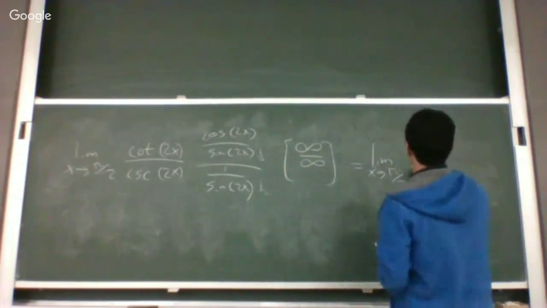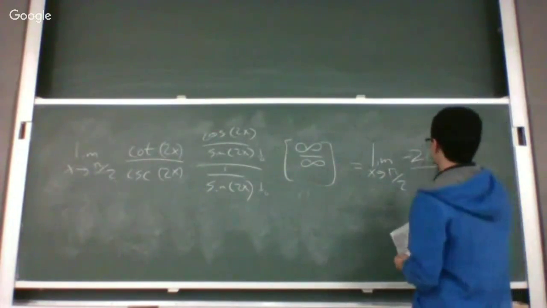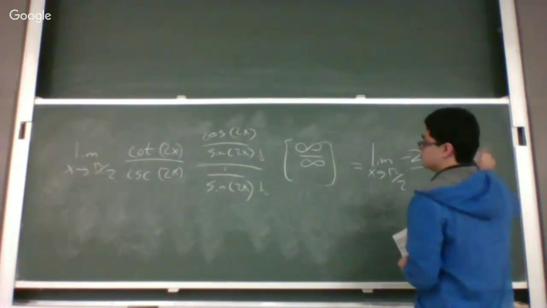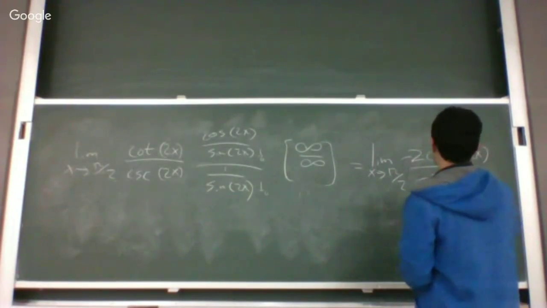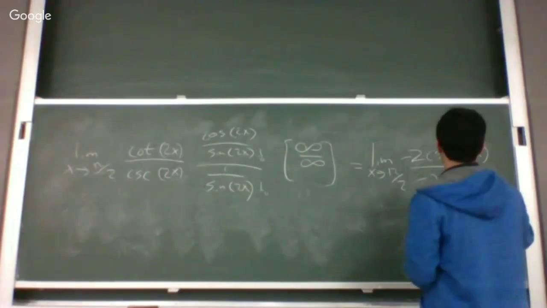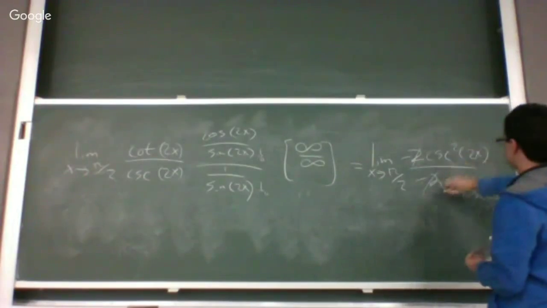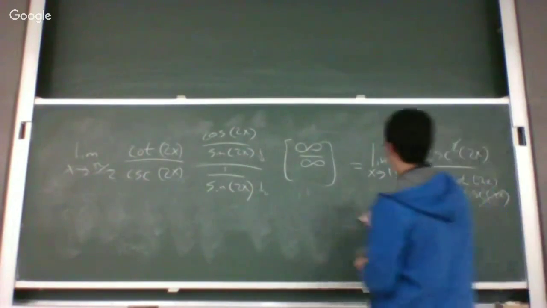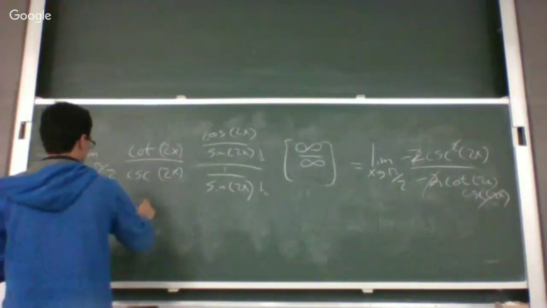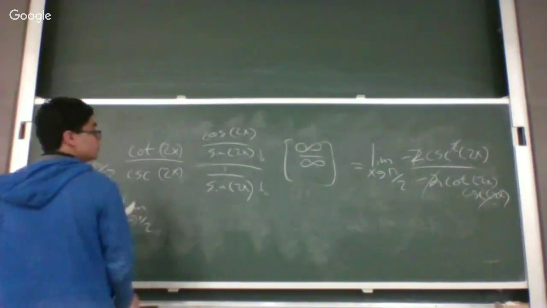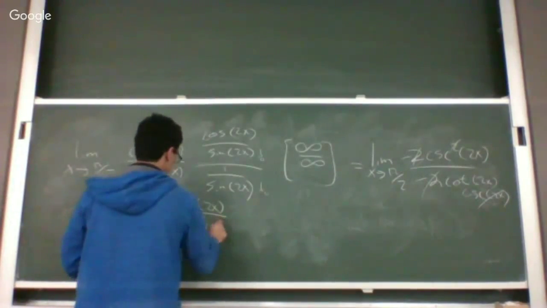What's the derivative of cotangent? Negative cosecant squared. Derivative of cosecant, negative, so 2 times cotangent of 2x cosecant of 2x. One of the cosecants would cross out. So you should put the limit as x approaches pi over 2. We are left with cosecant of 2x divided by cotangent of 2x.